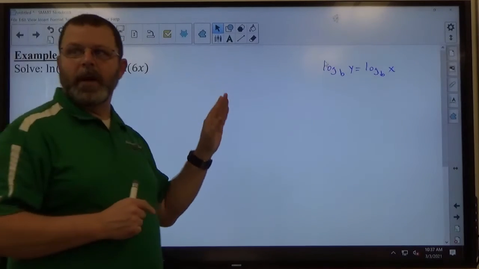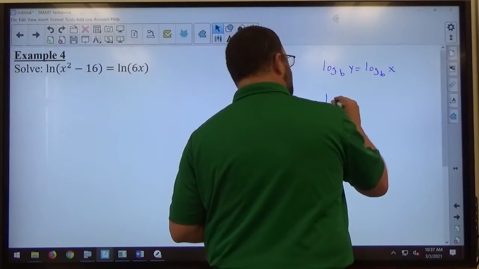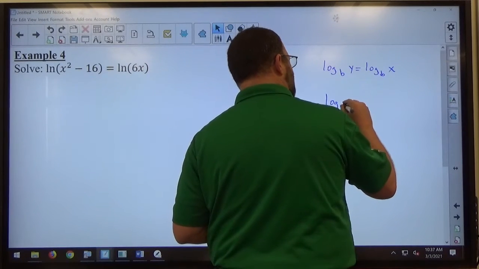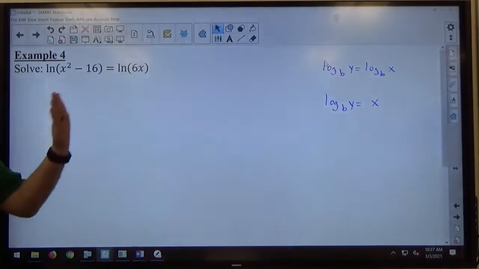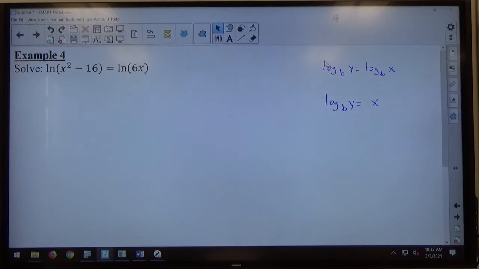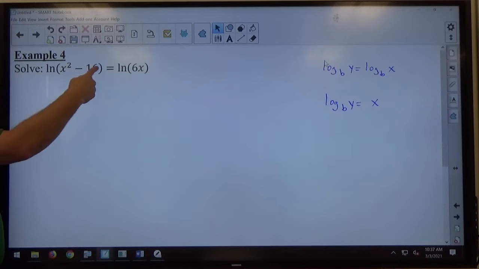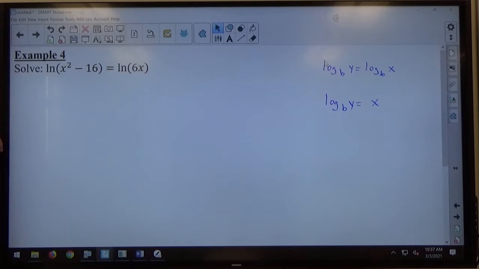The bases must be the same base. The other position is log base b of y equals x, just a single number. Either one of those two scenarios is workable in a logarithmic equation. As you can see, example 4 is already there. This is log base e of something equals log base e of something. So we're already in the position where we can do the next step. But again, one of those two scenarios.